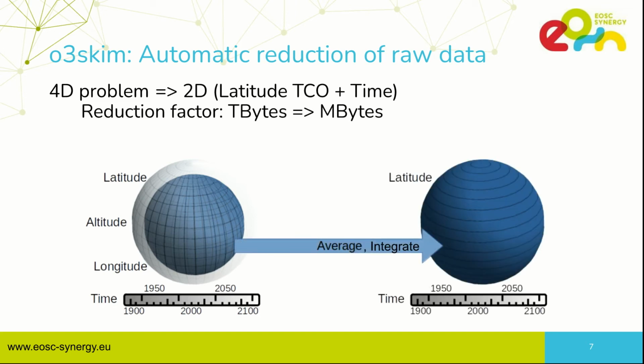For the analysis of interest, and to offer a service which the user can interact with on the order of seconds and not hours, the O3 Scheme component averages the longitude information and uses integrated altitudes, therefore reducing the 4-dimensional problem to 2-dimensional and the size of data from terabytes to tens of megabytes.